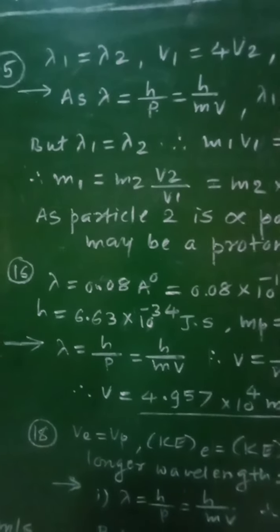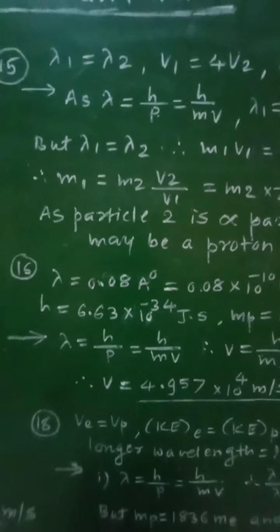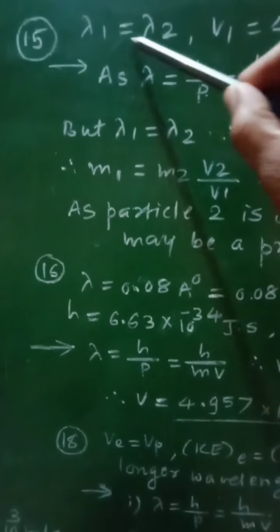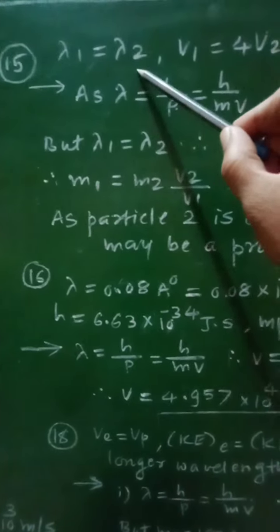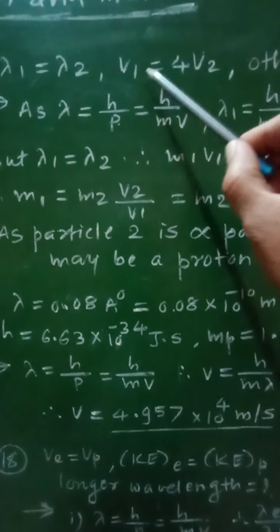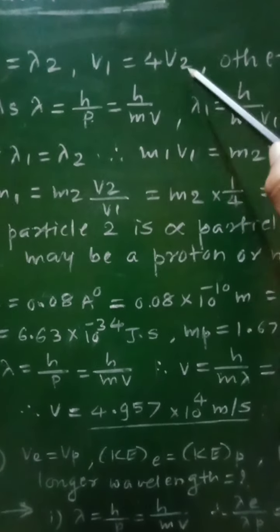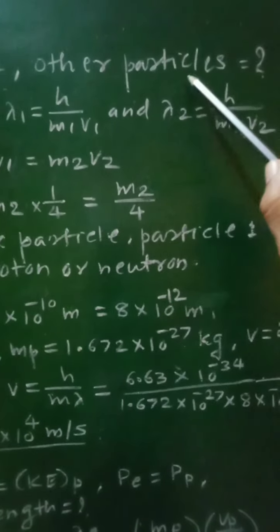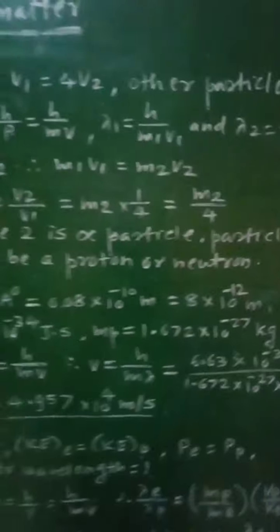That means we will have to find the nature of that second particle, which particle it actually is. For that purpose we are given lambda 1 equal to lambda 2. The wavelengths for both these particles are the same. Then the relation between their speeds is given, that is v1 is equal to 4 times v2, and we have to find out what the other particle is.